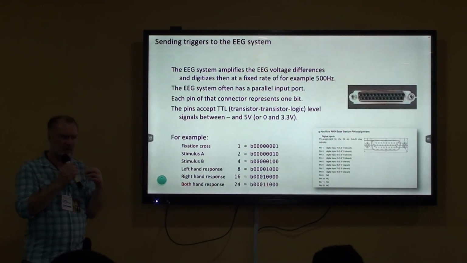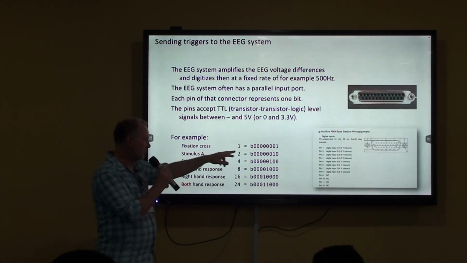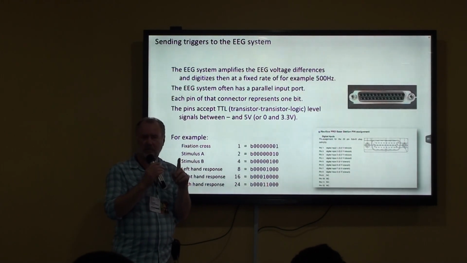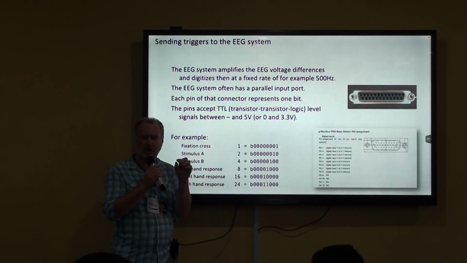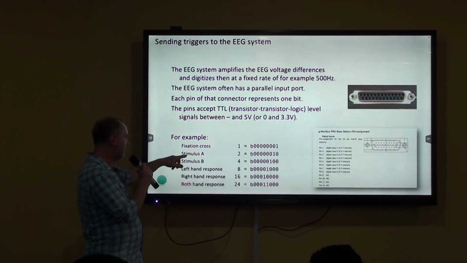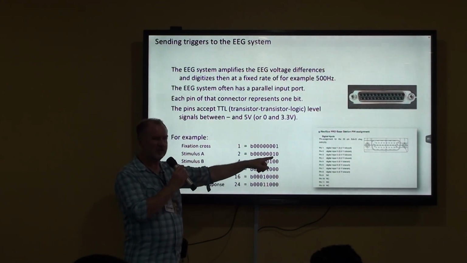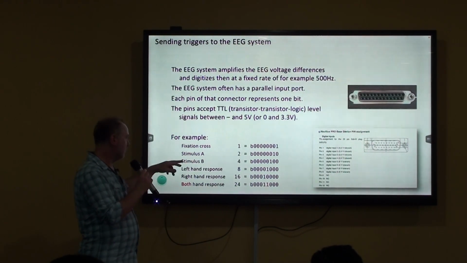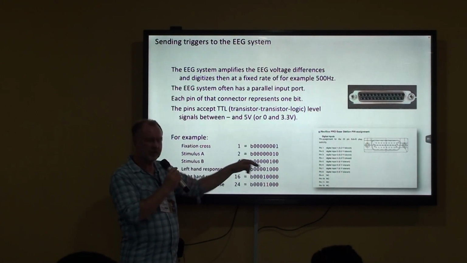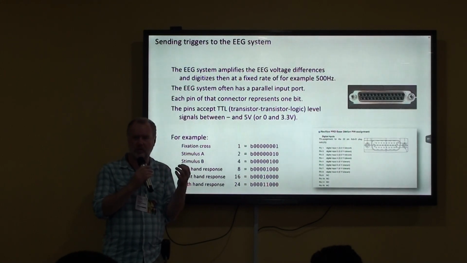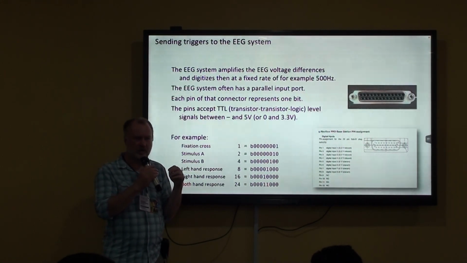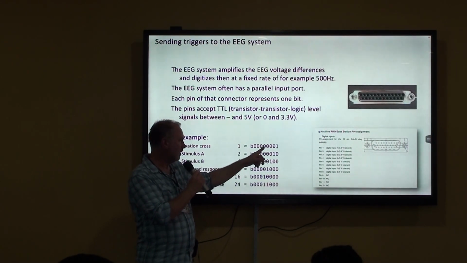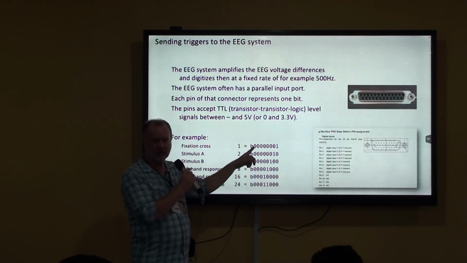Bits can be combined. If I send, for example, a fixation cross, I can use the first bit, which in decimal terms means the number 1. If I send a stimulus A, I can send the second bit, which in decimal means the number 2. Stimulus B, I could use the third bit, which in decimal terms would be the number 4. Because the way that these bits work is 1, 2, 4, 8, 16, 32, 64, 128.